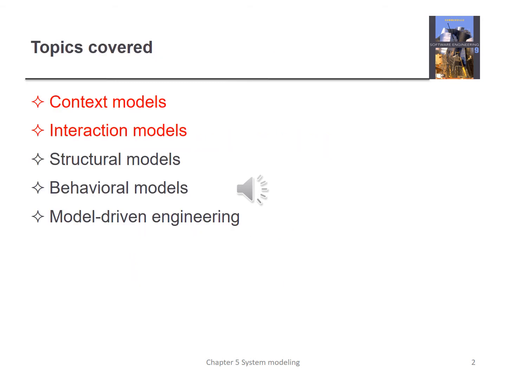What we are going to cover in the whole chapter is the context model, interaction model, structural model, and behavioral model. And at the end, we are going to talk about model-driven engineering. So in this lecture, we are going to cover the first two perspectives, which are the context model and the interaction model.